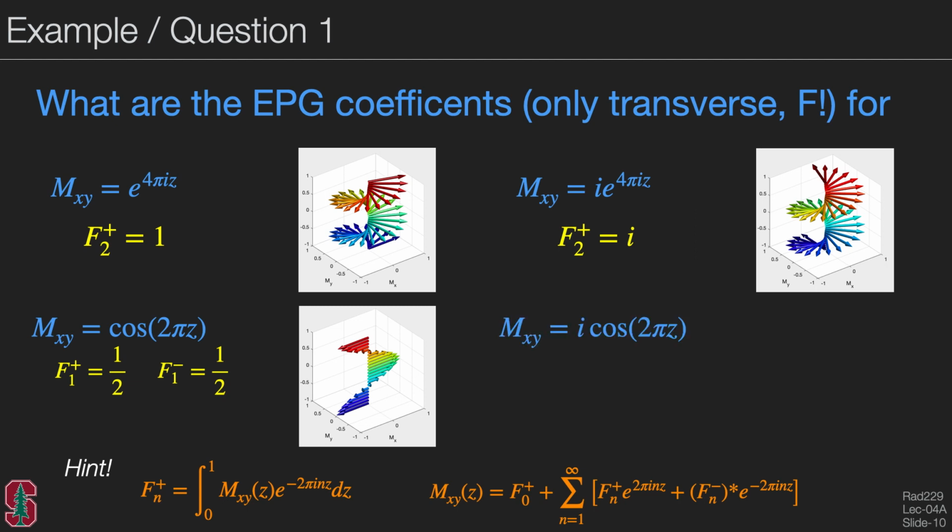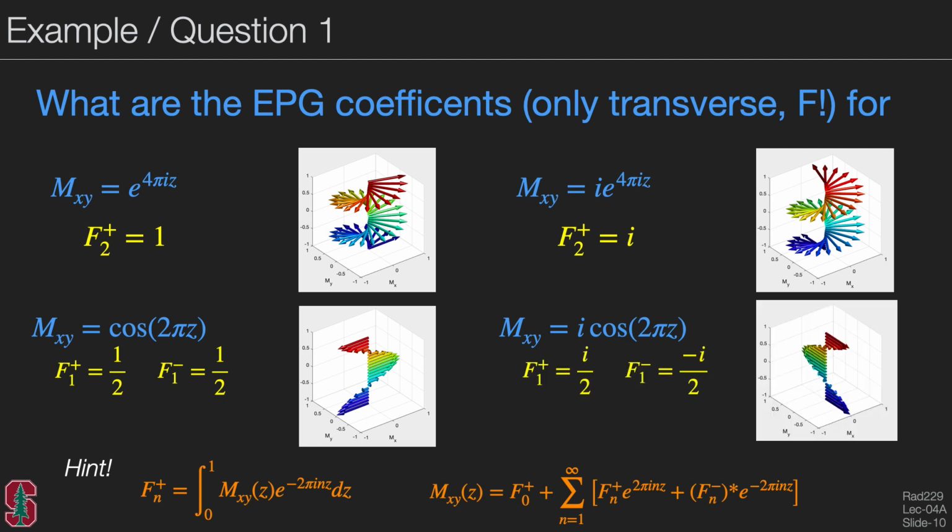Okay, now what if we rotate this so that the cosine is now along y? And now, based on our definitions again, we see that again we have a magnitude of 1/2 for both of these, and we just have to get the i and the sign right so that this is now a cosine along y.